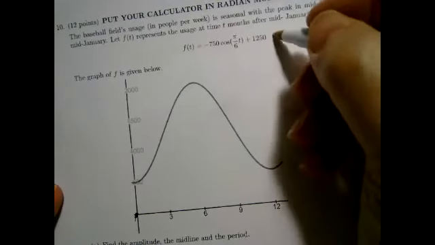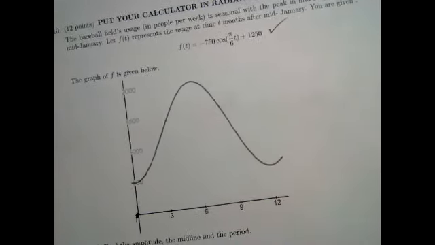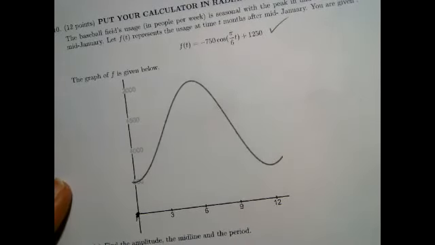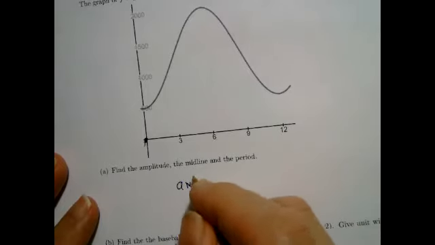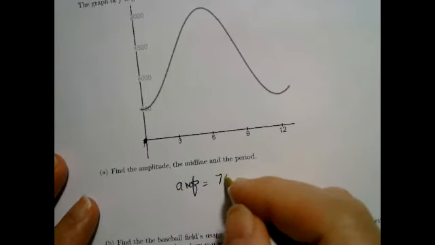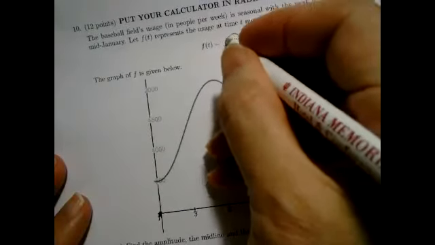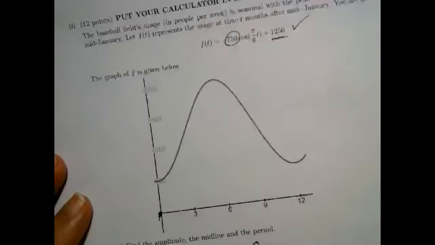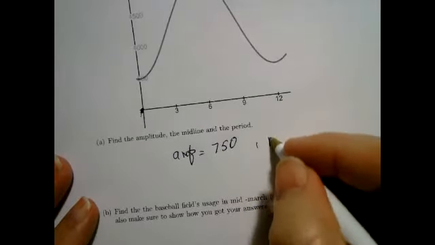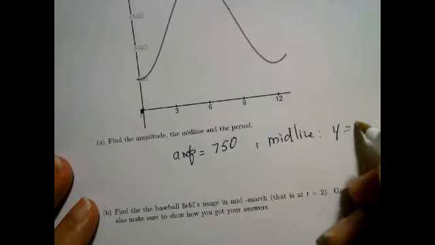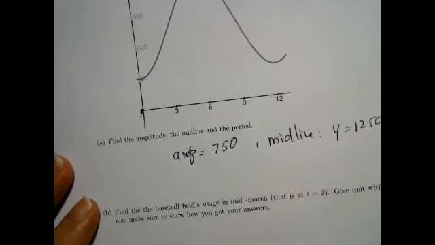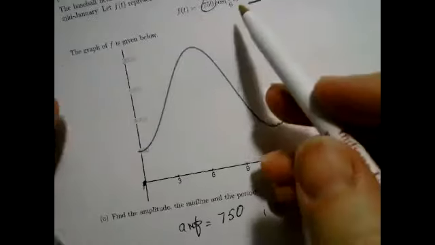All right, so I gave you the function this time. You have to find the amplitude and the midline. The amplitude is not hard. Amplitude is 750. That's the amplitude from here. That gives you the midline. Midline is y equals 1250.